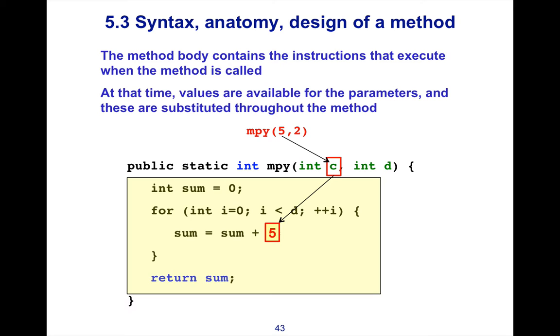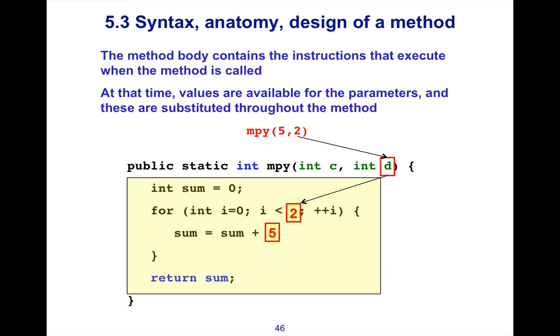Let's take the variable C and substitute a 5 for it. And we see that sum now becomes sum plus 5. And we'll do the same thing for D. So D has the value 2 associated with it. And so our loop goes from 0 up to but not including 2.